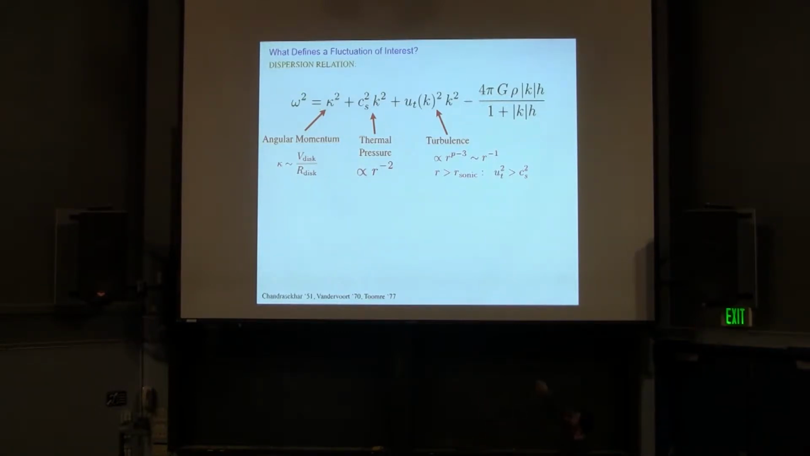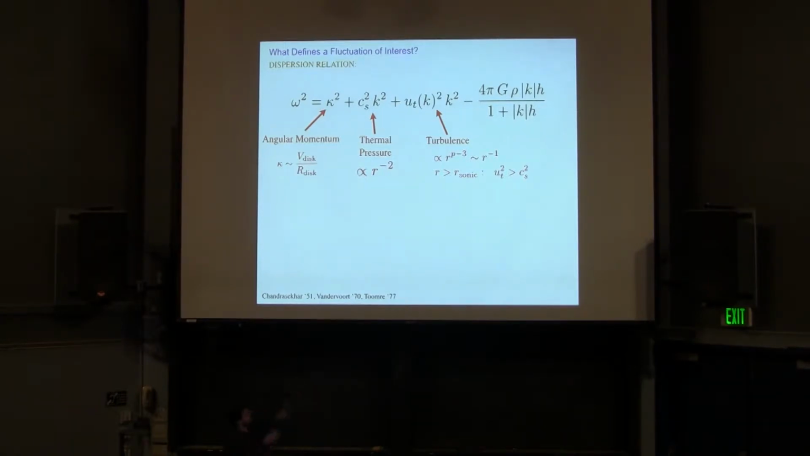There's some scale called the sonic length that I'll come back to being important, which is basically the scale where the turbulence is weaker than thermal pressure. Because for any realistic turbulent model, basically most of the energy in turbulence is on large scales. And as you get to smaller and smaller averaging scales, turbulence gets less and less important.